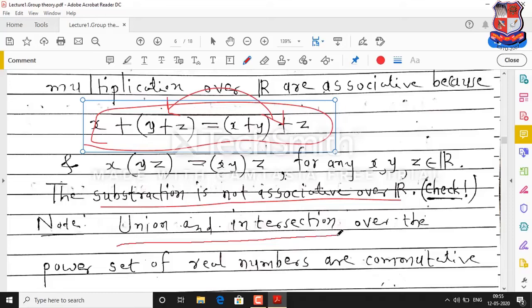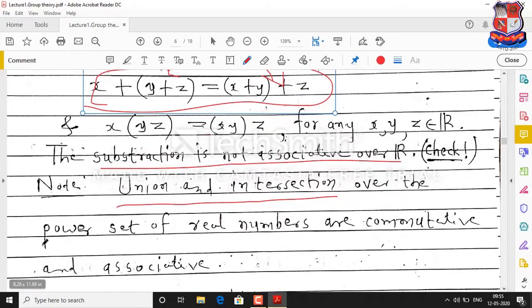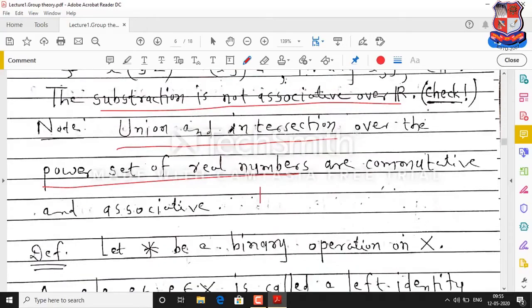We have discussed that union and intersection are binary operations over the power set of real numbers. So you can check union. If we consider three sets A, B and C, then A union (B union C) is always equal to (A union B) union C. Similarly, intersection is also associative. They are obviously commutative also. A union B is equal to B union A. Similarly, A intersection B is equal to B intersection A. So these are other examples of commutative and associative operations.